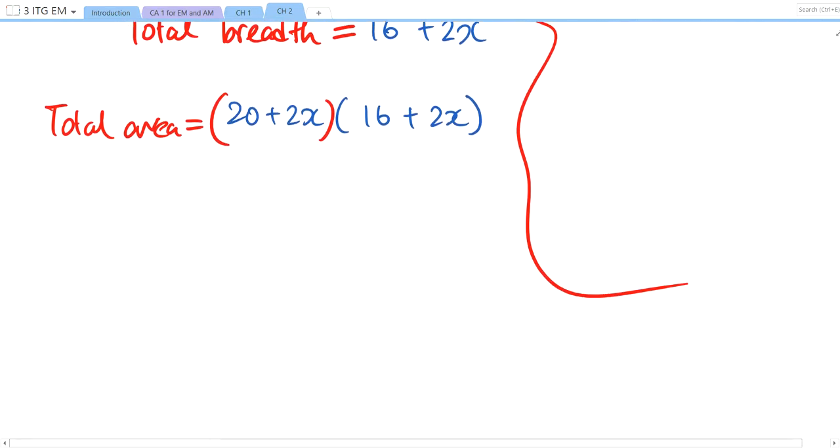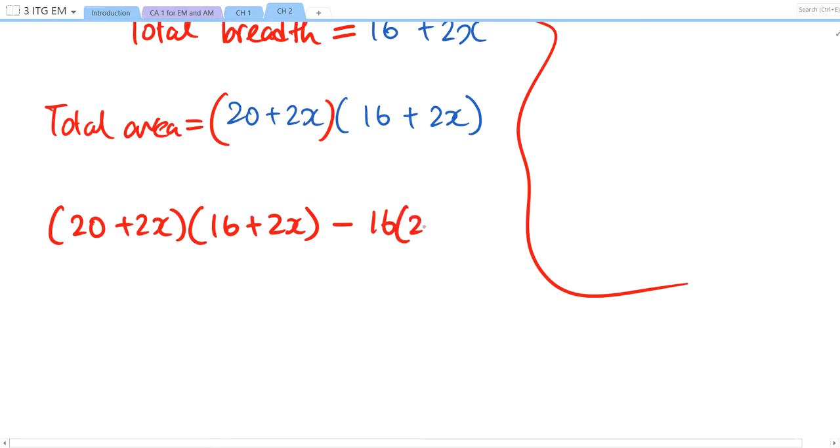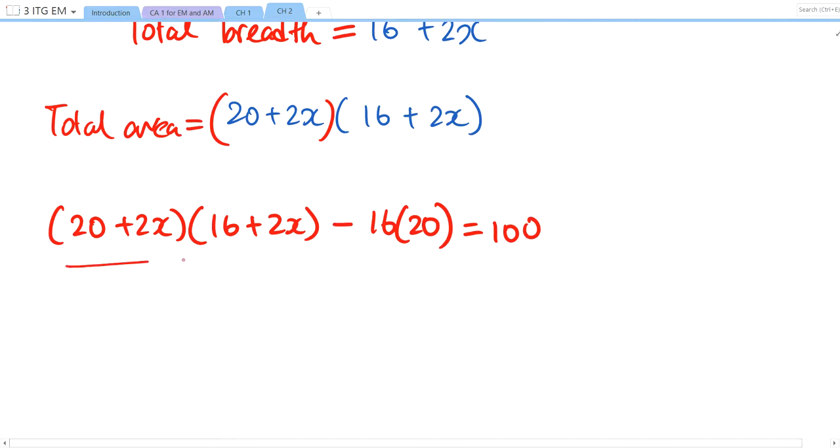So your classmate has pointed out that actually it is 20 plus 2x multiplied by 16 plus 2x. Then we subtract away 16 times 20, which is the area of the pool. That should give us 100. Okay? Do you understand why? Do you understand how we form this equation?